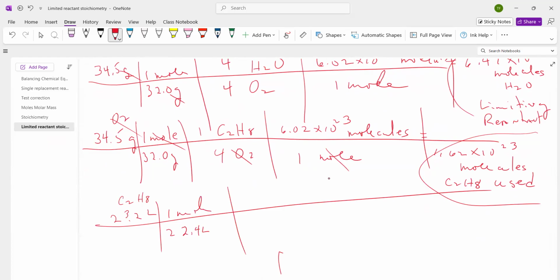This gets us to moles. And if we multiply by 6.02 times 10 to the 23rd, that'll get us to molecules. Does everyone understand why I had to do that? Can't subtract or add anything if the units aren't the same. Yeah.